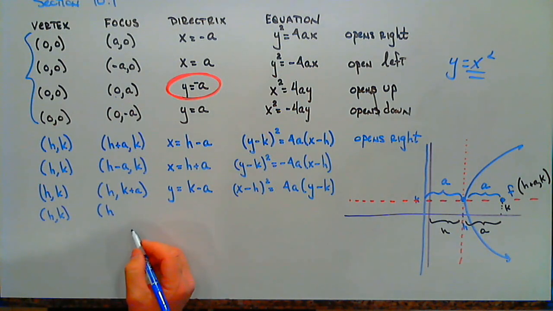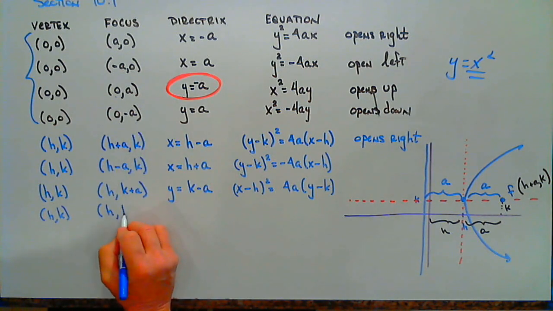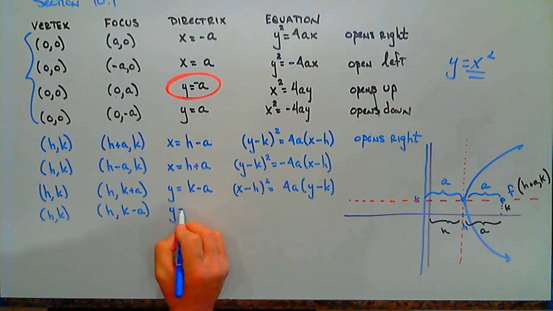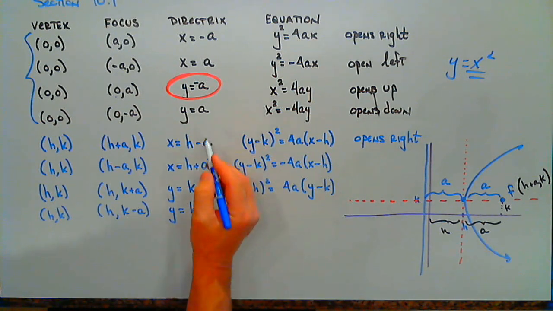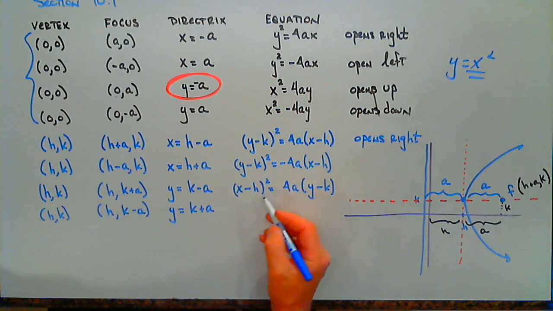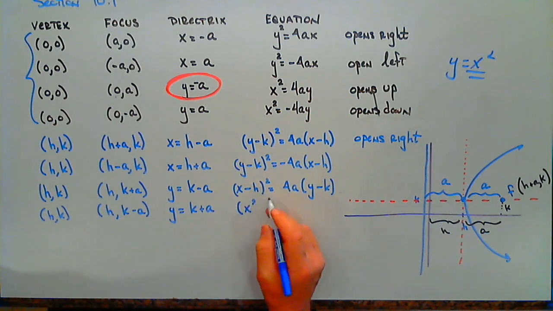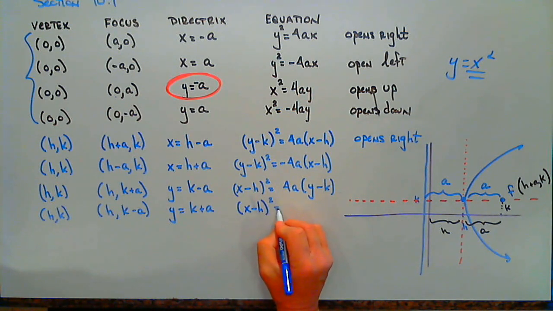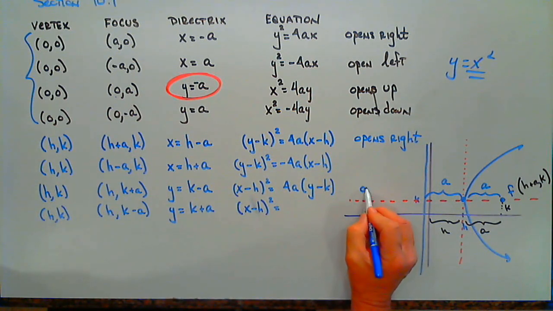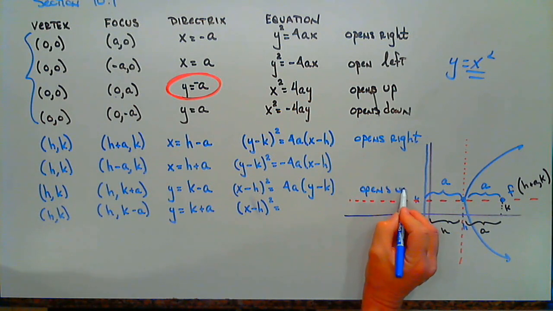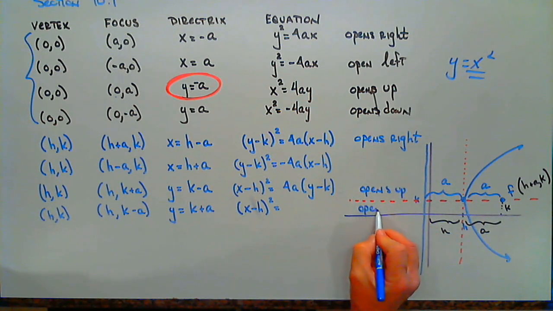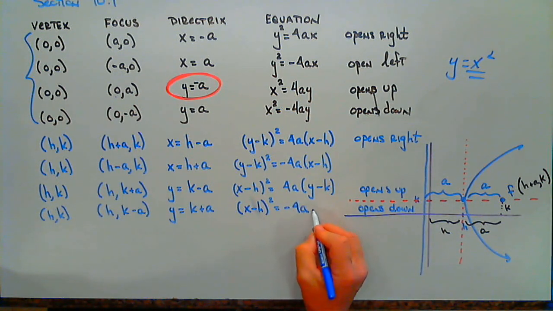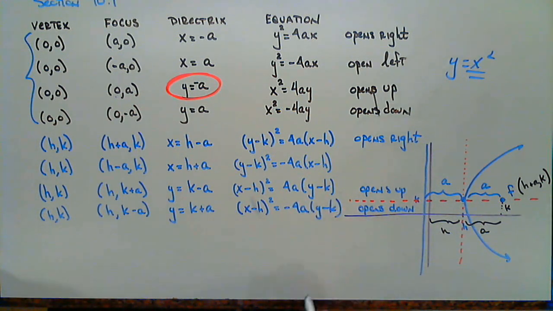It's going to be h, right? We have a minus a, so this is going to be k minus a. This is an a, so this is going to be y equals k plus a, because it's positive a there. And now it opens up, so we need to square the x, so we get x minus h squared equals, oh, I'm sorry, this one was opens up, huh? That's why I misspoke. This one is opens down. So this is going to be minus 4a times y minus k.